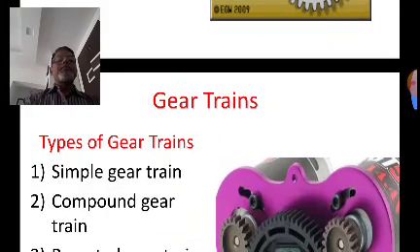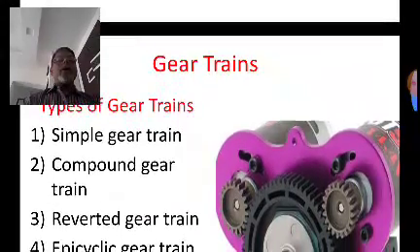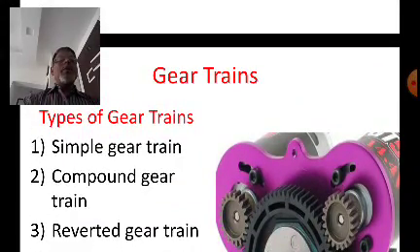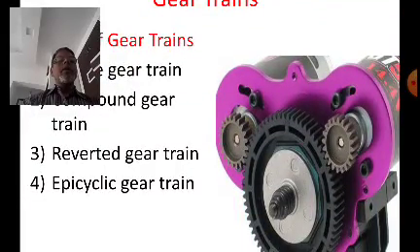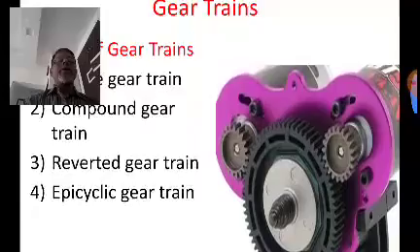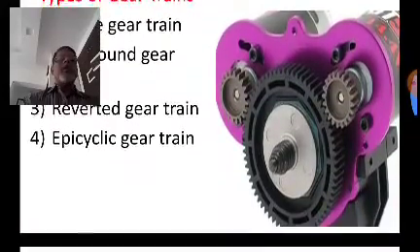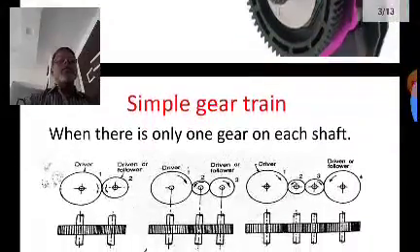We'll see that. Now, there are mainly four types of gear train. The first one is the simple gear train, second the compound gear train, third the reverted gear train, and the fourth the epicyclic gear train. We'll see these one by one. What do you mean by the simple gear train?